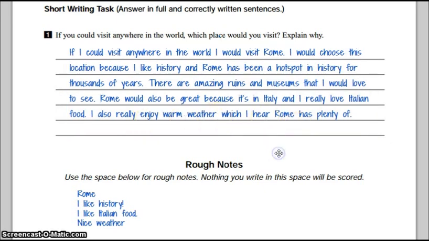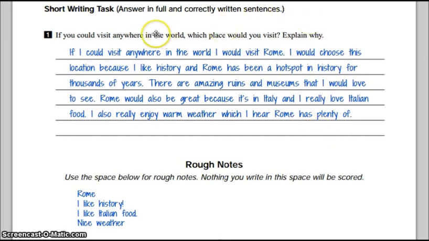There we go. So this is a level, well, not a level 3, it's a 3 out of 3. So it's a perfect answer for the OSSLT. If you do the same thing in your OSSLT short writing task, you will also get a 3 out of 3. Just remember, it's a 2-part question. You're asked, where would you like to visit? I've answered that in 1 sentence, but the explain why takes up the rest.